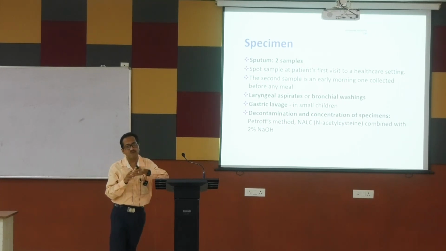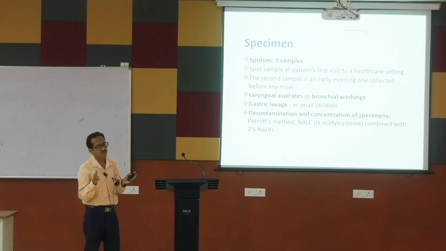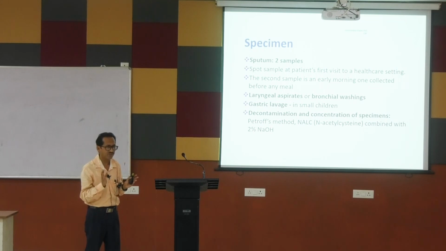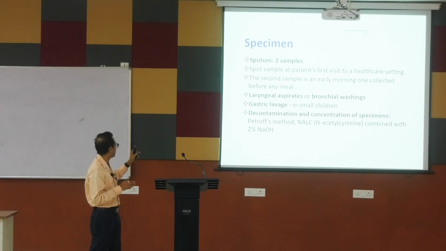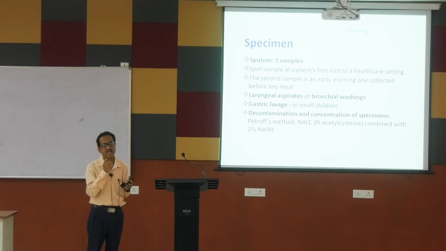What are the other samples for pulmonary tuberculosis other than sputum? Children who cannot cough, you can give gastric lavage. Laryngeal aspirate or bronchial washing, or gastric lavage in small children less than 2 years who cannot cough. Gastric lavage can be given because they usually swallow the sputum.